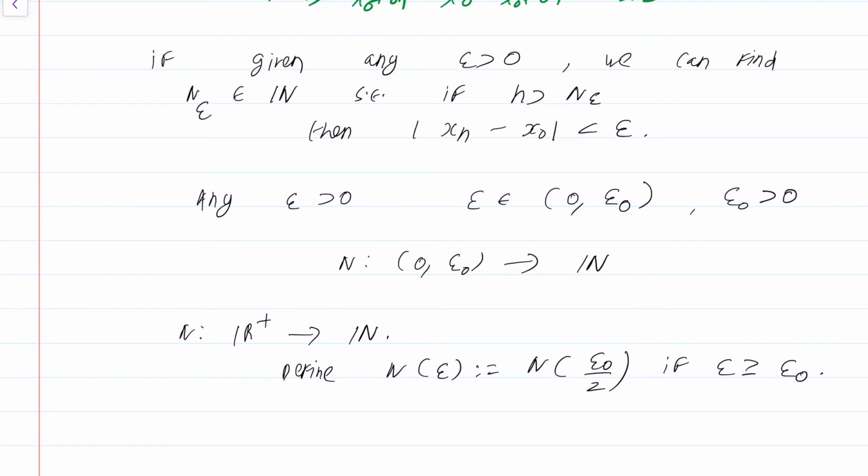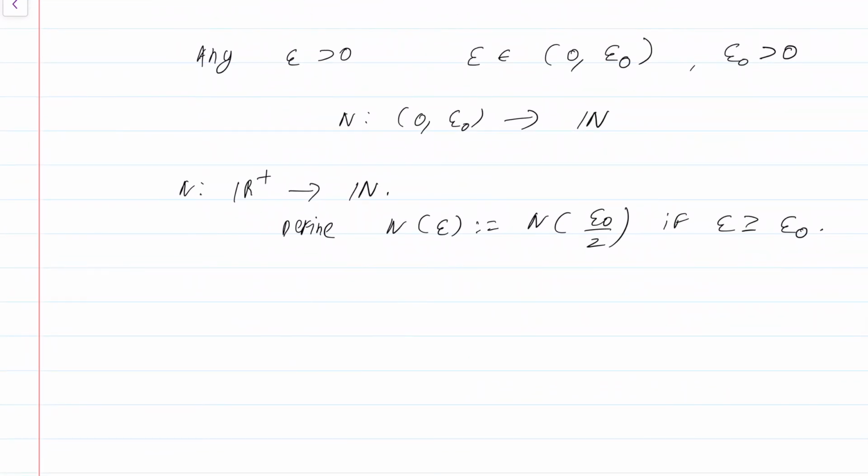Suppose you have satisfied the definition of convergence for all epsilon in the interval (0, epsilon naught). Then define the new function N. I'm choosing to use the same name for convenience. From R plus to N, N of epsilon is N of epsilon naught by 2 whenever epsilon is greater than or equal to epsilon naught.